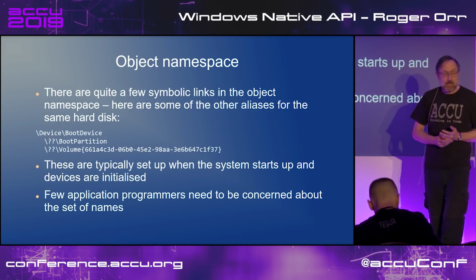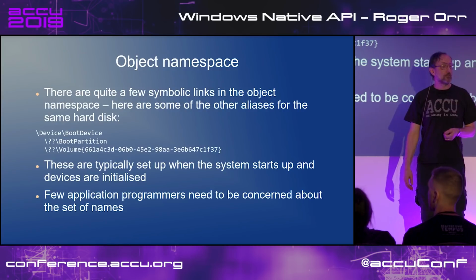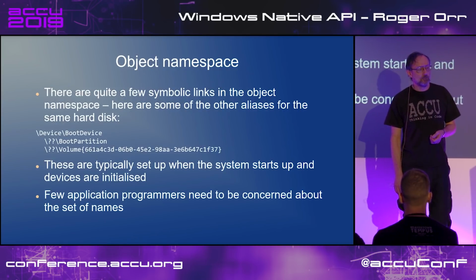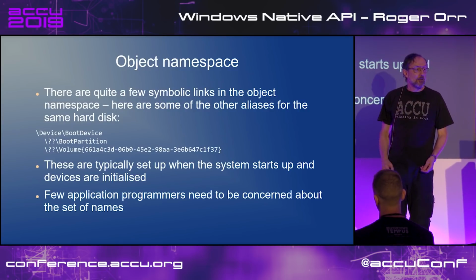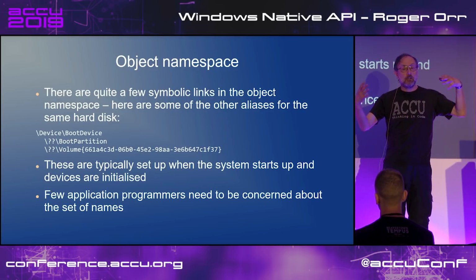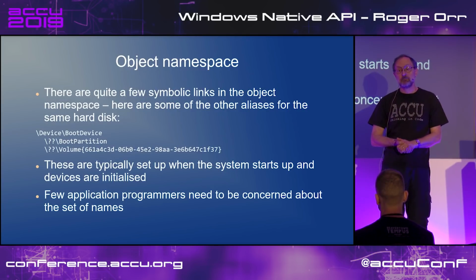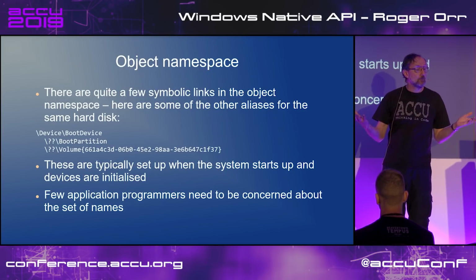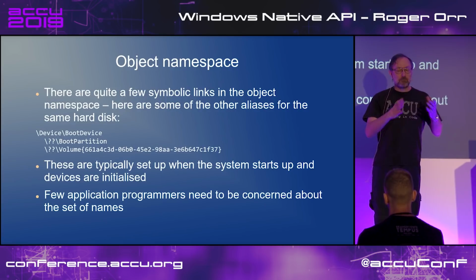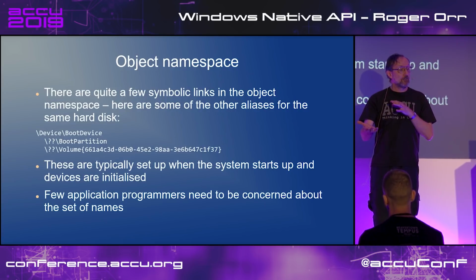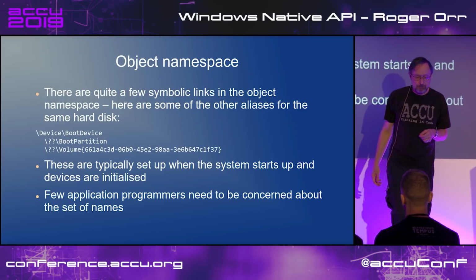So here are a few other aliases for the same actual disk. I just looked around. It's also my boot device. It's also the boot partition. It's also volume GUID. You can use any of those names in the NT API to name the root of C. This may be useful. If I take a disk out and put it back in, is it the same disk? If I remap my drive letters, is it the same drive letter? You know, the GUID might be a bit better to use for certain purposes than the name.